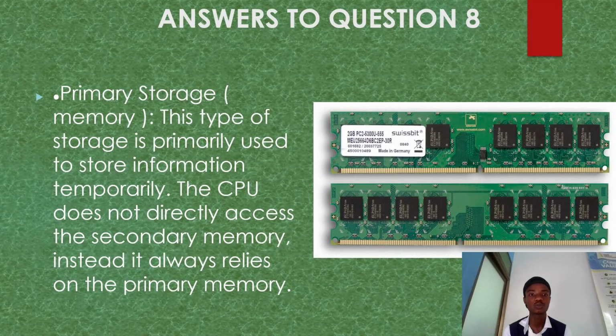Now our answers to question number 8. Some of the storage systems. We have the primary storage memory. This type of storage is primarily used to store information temporarily. The CPU accesses it directly. The secondary memory instead always relies on the primary memory.